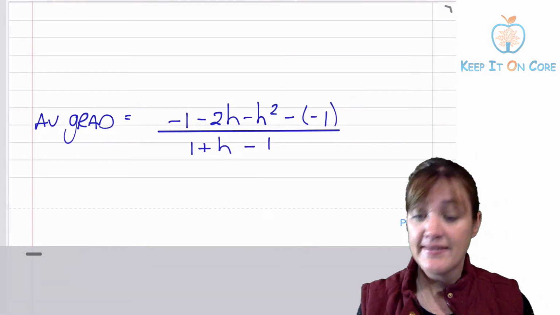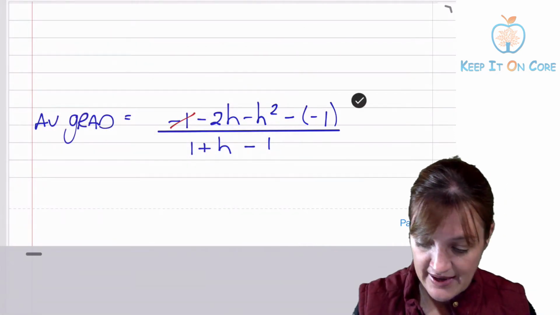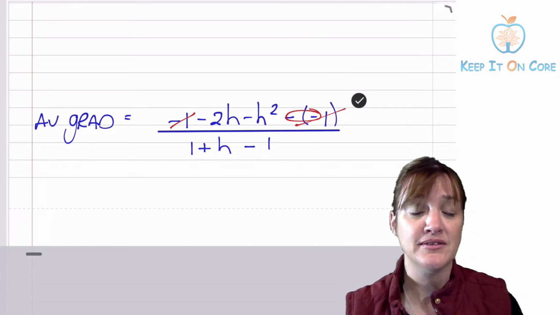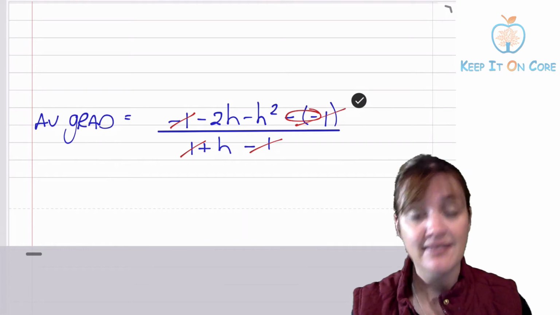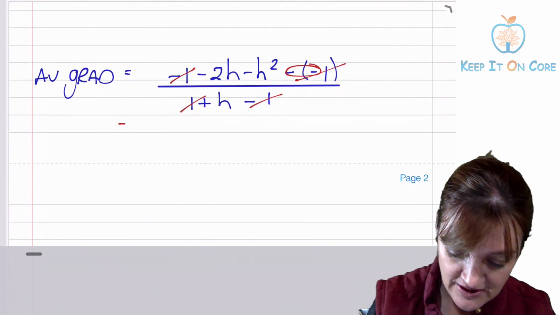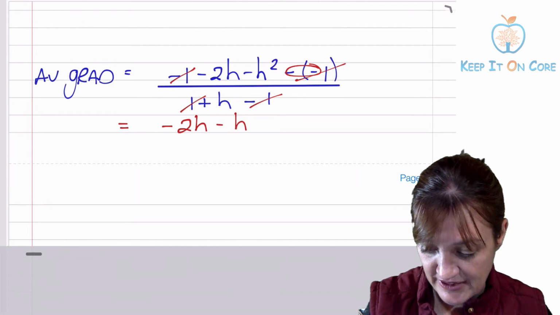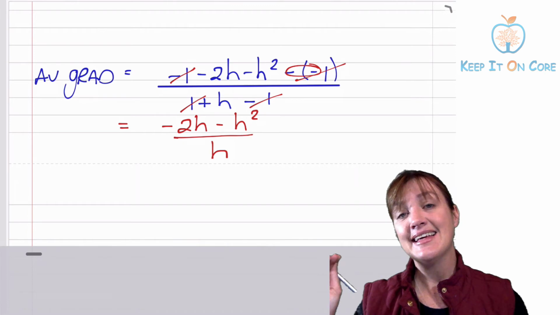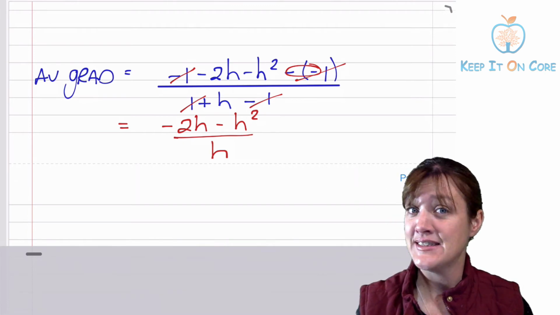Now we tidy up. We just have to clean it up. I've got a negative 1 and two negatives which make a positive 1, and negative 1 and positive 1 cancel each other out. Similarly down here, positive 1 and negative 1 cancel each other out. So what am I sitting with? I've got negative 2h minus h squared, sitting over h. Can you see that I can simplify that further?